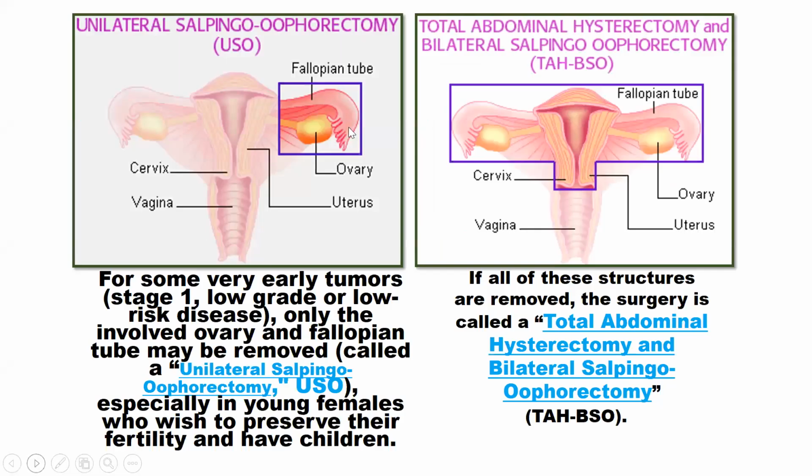Now, what is unilateral salpingo-oophorectomy? Only one side is removed, that includes the tube and the ovary, whereas the uterus and the cervix are spared. The fallopian tube and the ovary on the other side are spared. Whereas in total abdominal hysterectomy, what do you remove? You remove the uterus, you remove the cervix, you remove the tubes bilaterally, and you remove the ovaries. Okay? Understood?